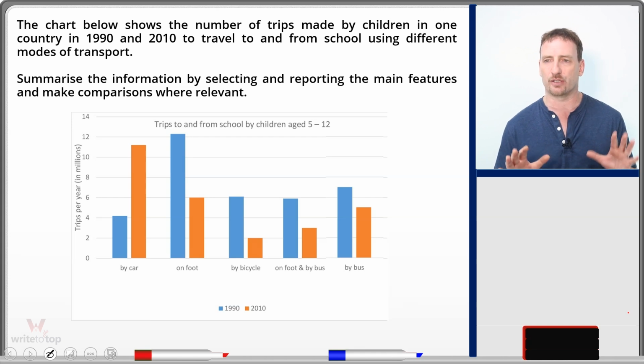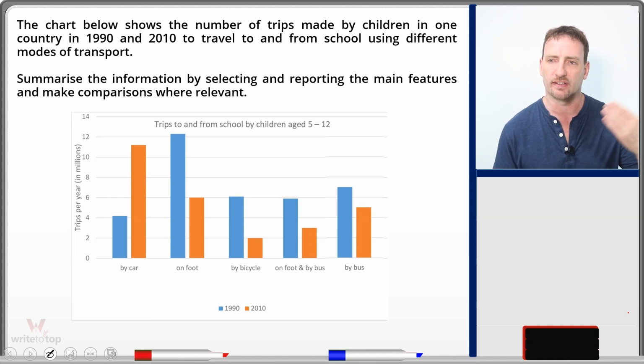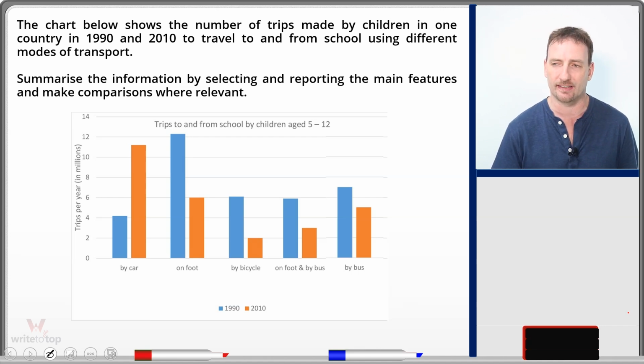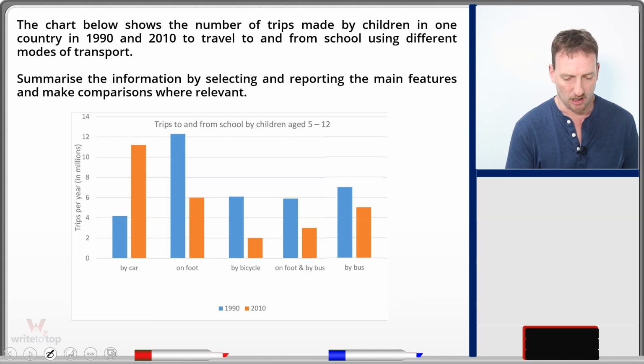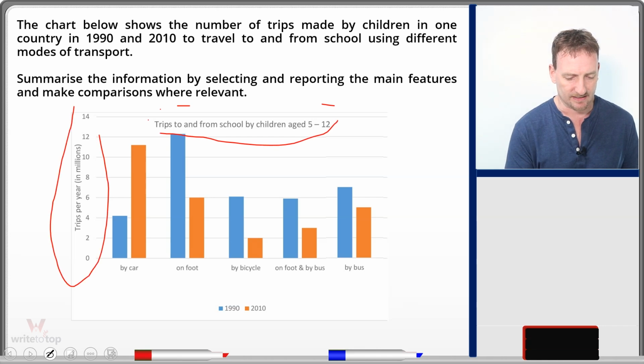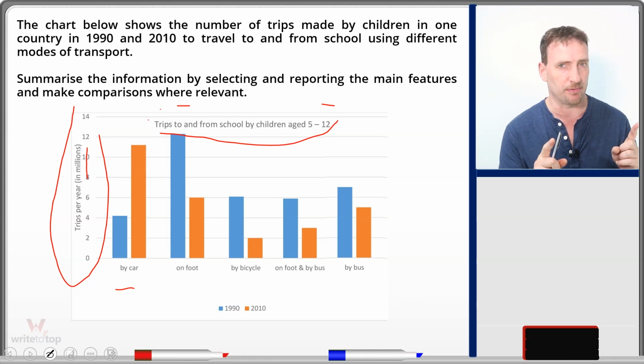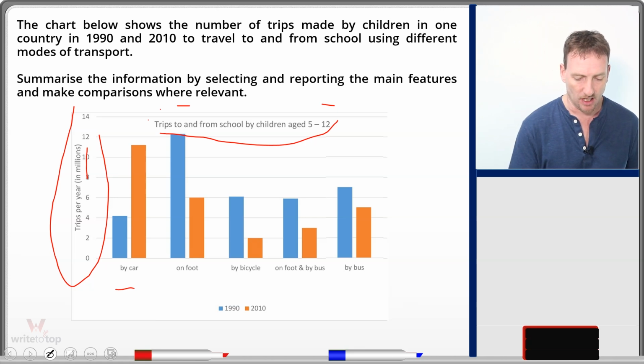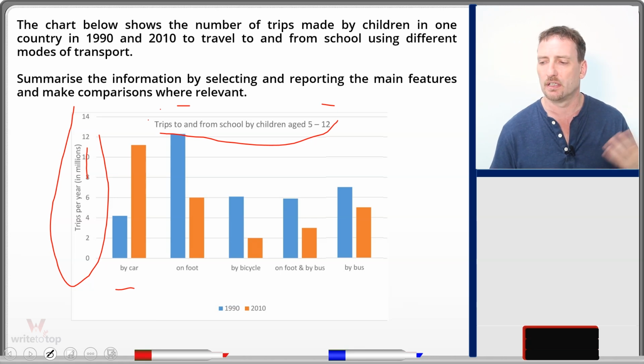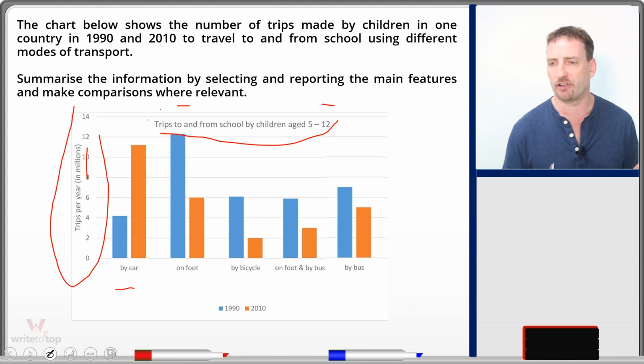So let's start with the actual task. So you have a bar graph, and the chart below shows the number of trips made by children in one country in 1990 and 2010 to travel to and from school using different modes of transportation. So you'll obviously notice these are the trips. These are the number of trips in millions. Make sure you notice that part. And then the modes. So by car. Now remember, these are 5 to 12-year-olds. They're not driving. They are being driven. They are passengers. On foot, so walking, by bicycle, and by bus, combination, or just by bus, and the 2 years. So the very straightforward task.